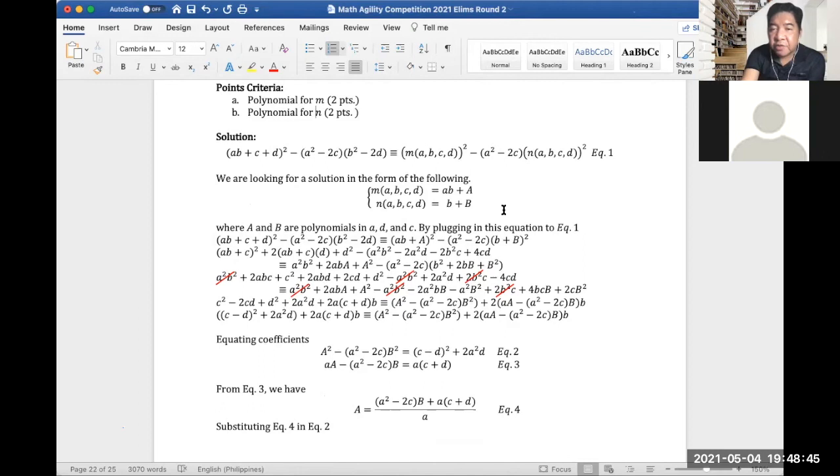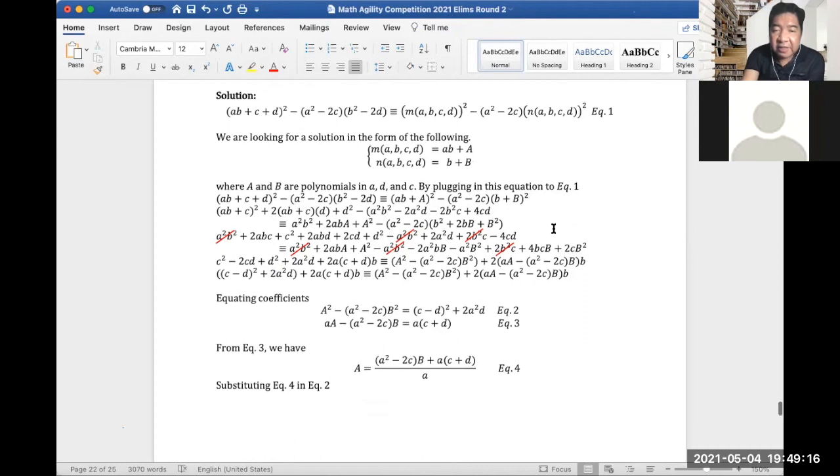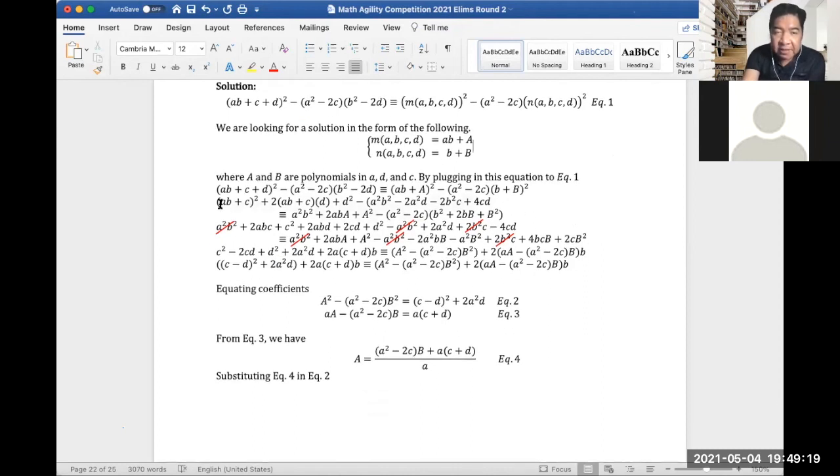By plugging in this equation into equation 1, so a plus b plus c plus d squared minus a squared. So the only thing that will change is on the right side, right? So this is the square. So A b plus a is this part here, which we squared. And then same thing with a squared minus 2c, and then the n would be the square of this value here. So expanding this, we would get the second line, which is this. So we're going to expand and multiply all the variables.